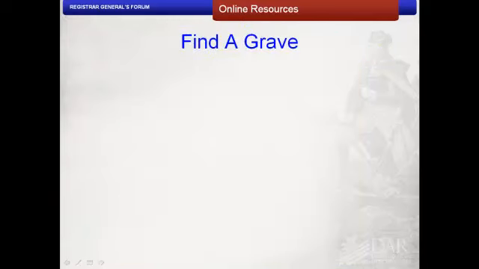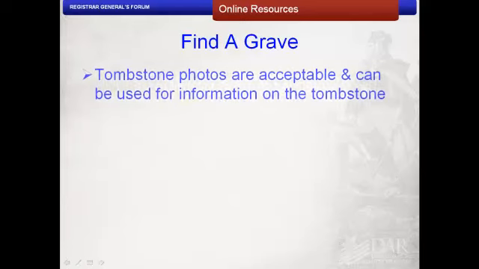Find a Grave is a website where volunteers create memorials and load tombstone photos. Information from Find a Grave must be evaluated like every other database. Tombstone photos found on Find a Grave are acceptable for DAR documentation. Only information that is legible in the tombstone photo can be used to verify an application or supplemental application. The location of the tombstone may be used for a burial location in place of the death location if that information is not known.